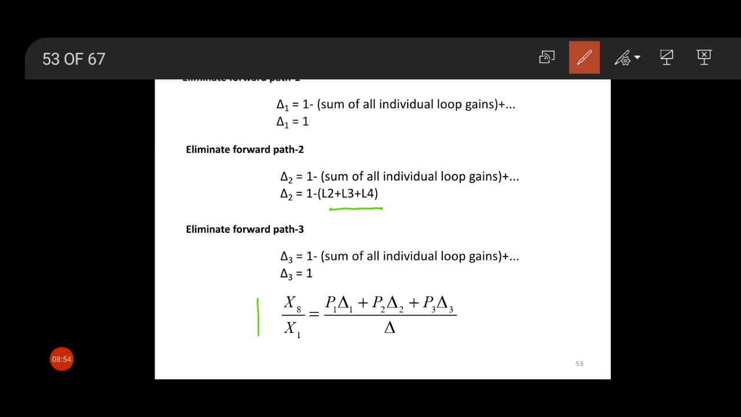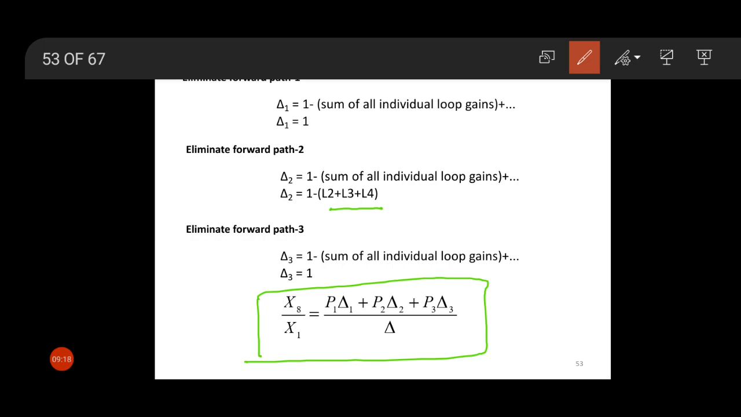So what is the transfer function? This is our transfer function. Here there are 3 forward paths, that's why p1 del 1 plus p2 del 2 plus p3 del 3, divided by del. Here x8 is the output and x1 is the input. Put the values of p1 del 1, p2 del 2, p3 del 3 and del, and we find the transfer function of this system.